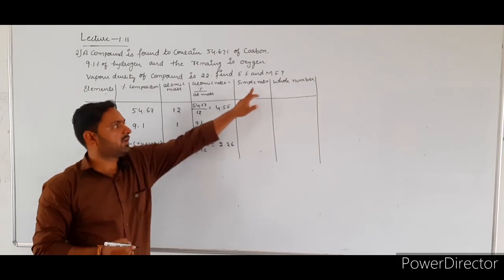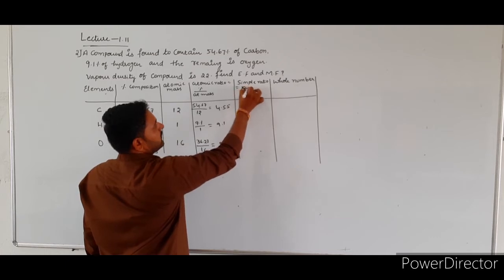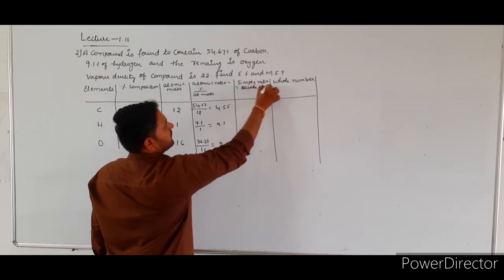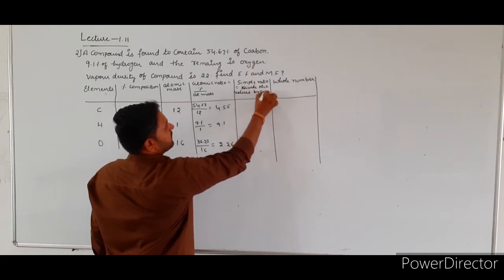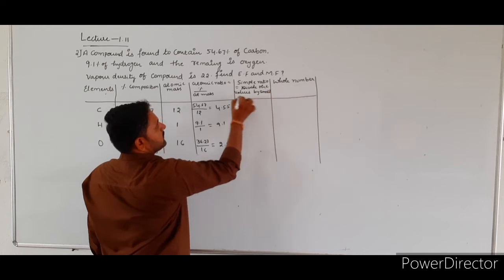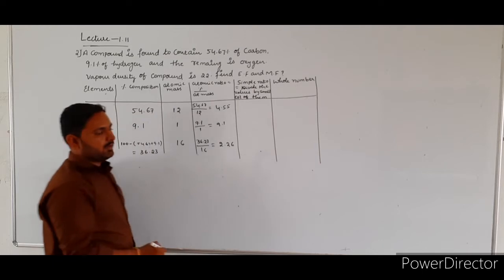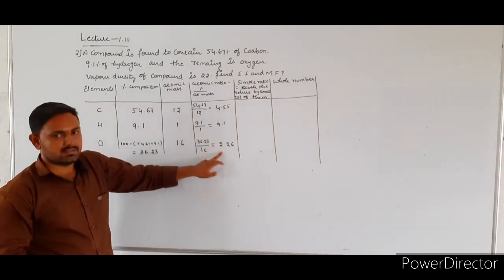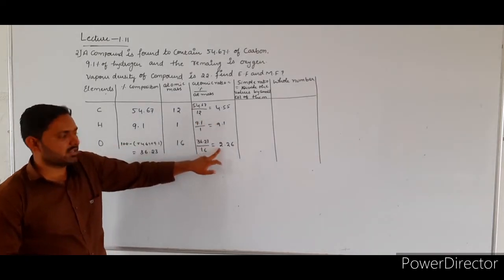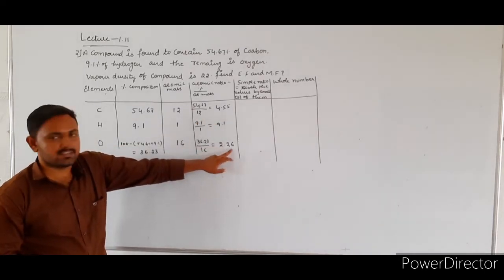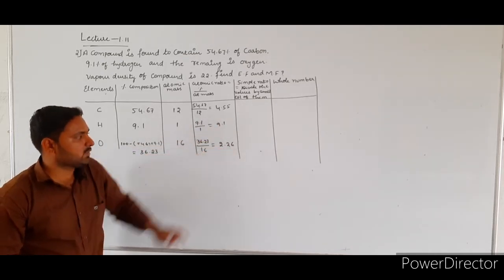Next, simple ratio. To get the simple ratio, you have to divide the values by the smallest of them. You divide these three numbers by the smallest number. In these three numbers, which is the smallest number? 2.26 is the smallest number. So divide these three values by 2.26.